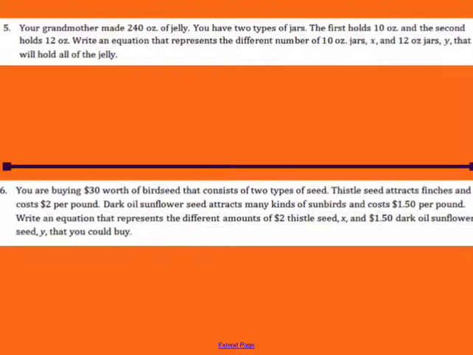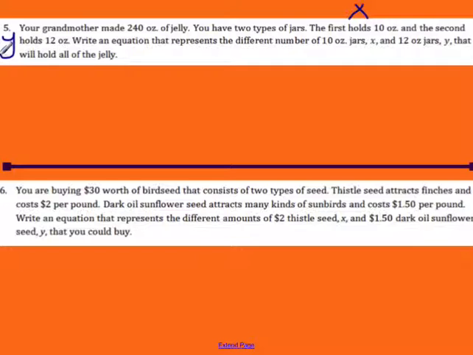Okay, let's take a look at number 5. Your grandmother made 240 ounces of jelly. There are 2 types of jars. The first holds 10 ounces, so I'm going to let X represent the 10 ounce jar. The second holds 12 ounces, so I'm going to let Y represent the 12 ounce jar.